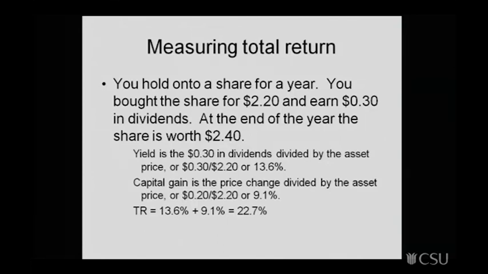There's also the capital gain. You've received a capital gain because the share is worth more at the end of the year than it was at the beginning when you bought it. So the capital gain is that difference in the value of the share. In this case, the share is now worth 20 cents more. So the capital gain to you is 20 cents, again over the value at risk, over the price of the share, or 9.1%. Then your total return or your holding period return is simply the sum of these two as percentages. Right, so 13.6% plus 9.1% to get 22.7%.